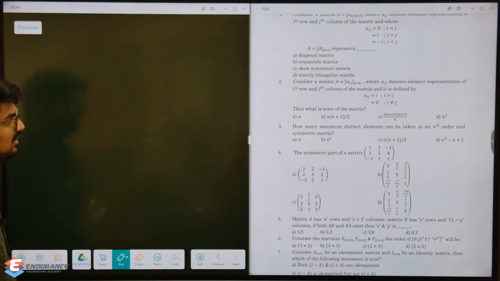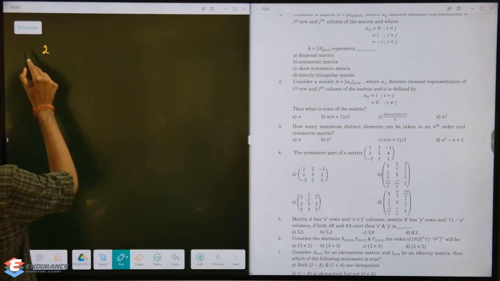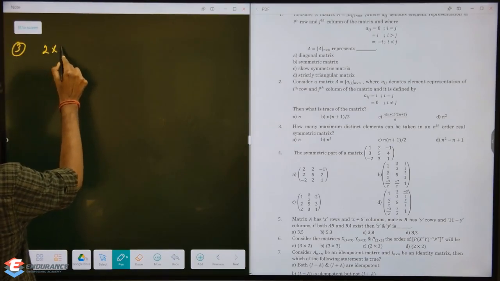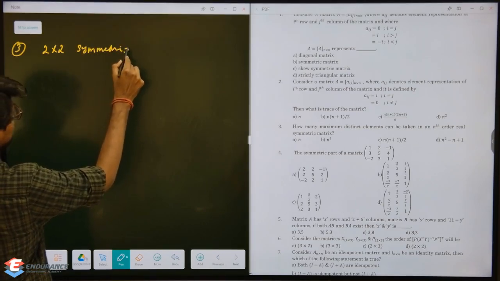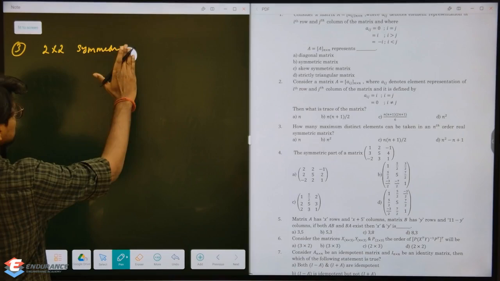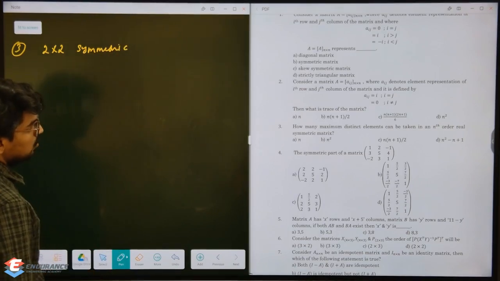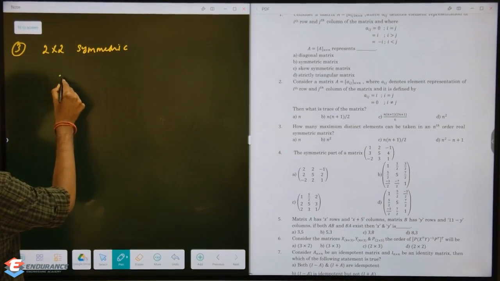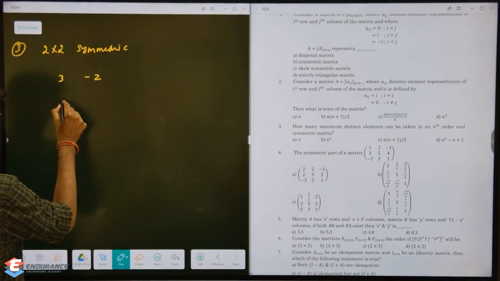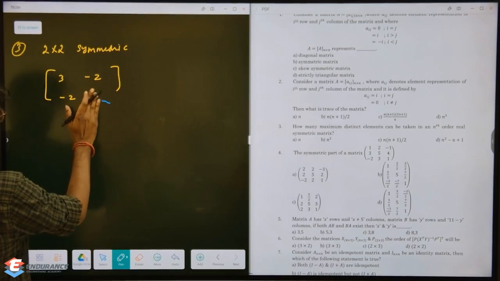See, we will do one thing. We will take a 2 cross 2 symmetric matrix. Question number 3, okay? Any example we can take? For example, something like 3, minus 2, minus 2. Okay. What is the question?